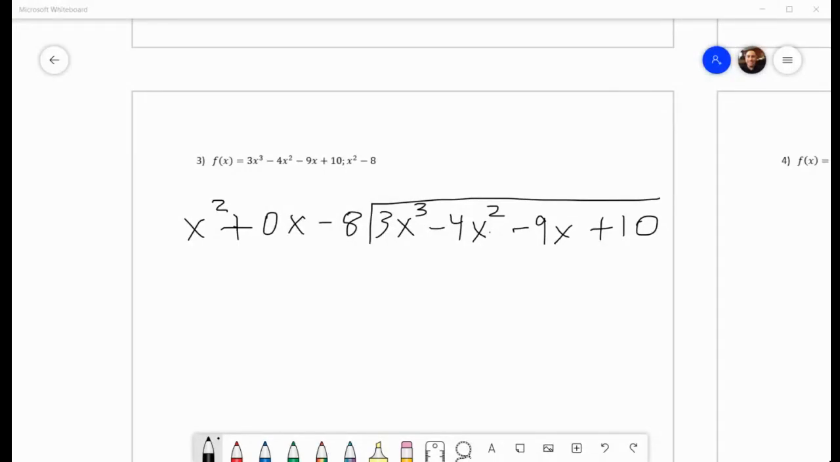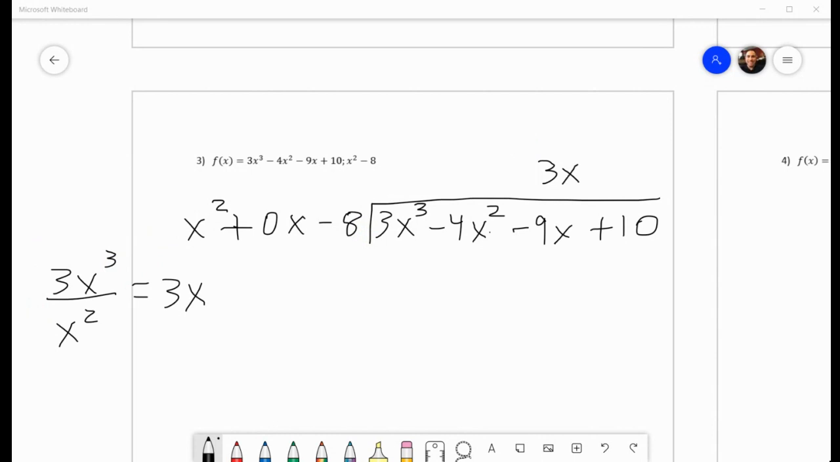That's better. Okay. So we have 3x cubed over x squared. What are we going to get? It looks like 3 times x. So again, I'm dividing the leading term of the dividend by the leading term of the divisor, and I got 3x. So the 3x, we put it over its like term, which here is the minus 9x.